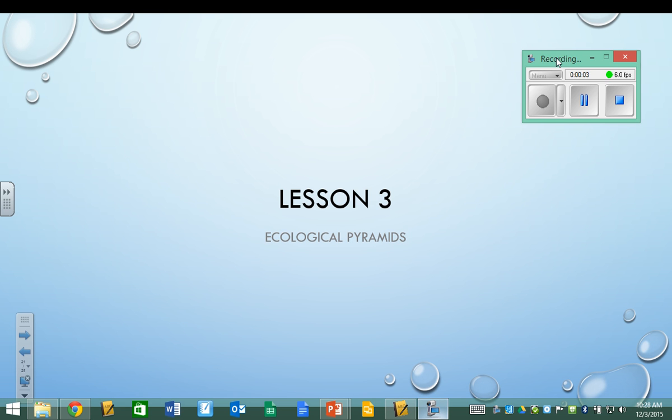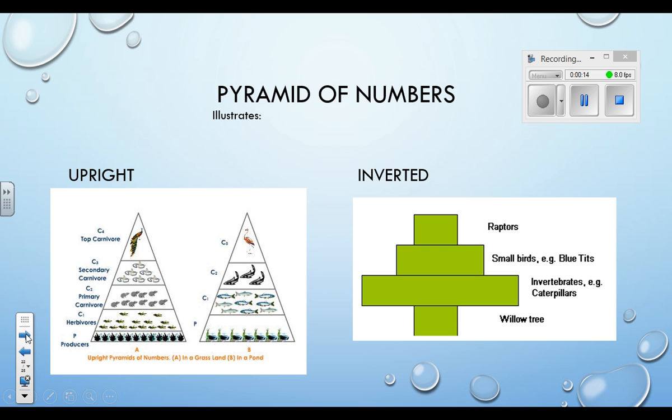So lesson 3 is about ecological pyramids. It's just a different way that we can represent the interactions and the types of organisms that are in a food chain or a food web. And there are going to be 3 types of pyramids that we'll look at. The first of them is a pyramid of numbers.